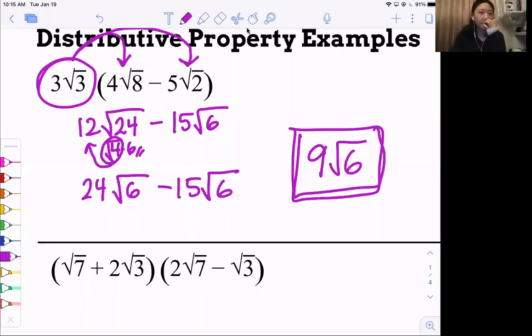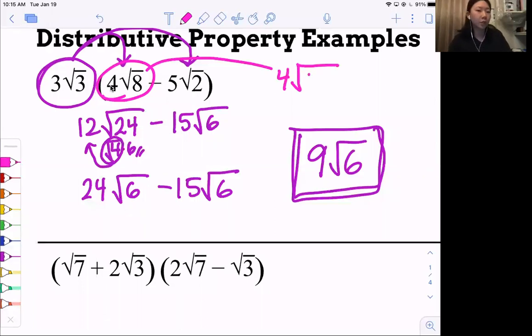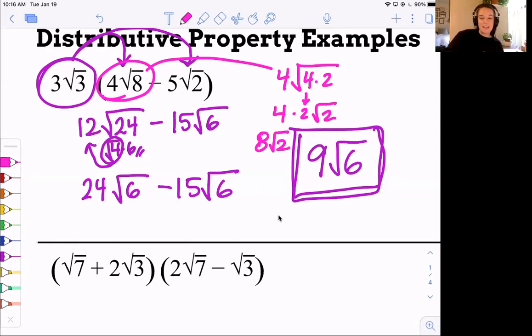Another way you can do it is to simplify the 4 root 8. So if you use what Ms. Mack taught us earlier, root 8 can be simplified to root 4 times 2, which we know root 4 is 2. So you get 4 times 2 root 2, and you'll get 8 root 2. So that's a faster way of approaching it too. Absolutely. Thanks, Ms. Yamanaka.